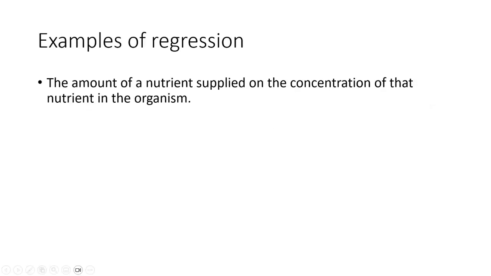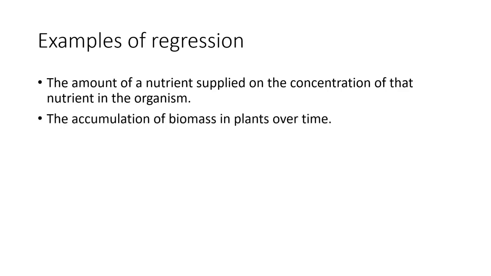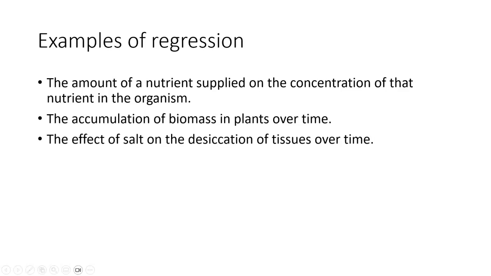Examples of regression include the amount of nitrogen supplied on the concentration of that nutrient in the organism. If we apply different levels of nitrogen, we can then see the amount of nitrogen that the plant picks up, and that would give us a regression model. We could look at the accumulation of biomass in plants over time. We could look at the effect of salt on the desiccation of tissues over time. Salt is one of the major preservatives that is used to extend the life of food. If you add salt, you can desiccate material. If you add salt to a plant, you could look at how much it suppresses growth over a time span.